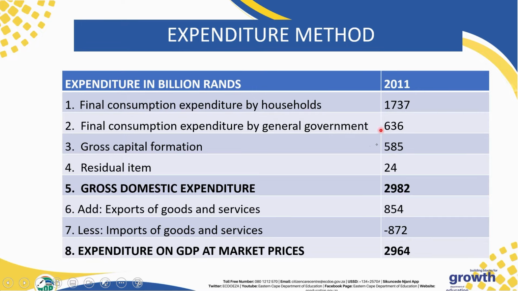Then the second line has to do with the government, the amount that is spent by government on final goods and services. Then the third one talks more about the gross capital formation.